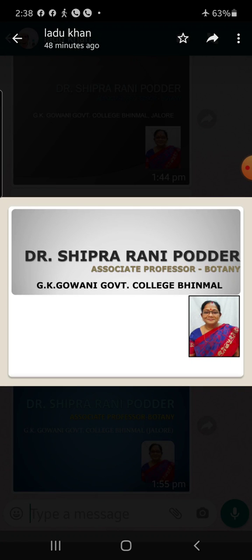Fourth one is, during post-meiotic period, tapetum plays an important role in pollen wall formation. Its contribution is of sporopollenin through Ubisch bodies.